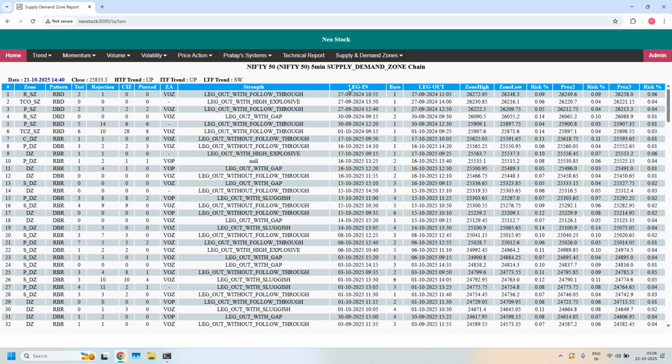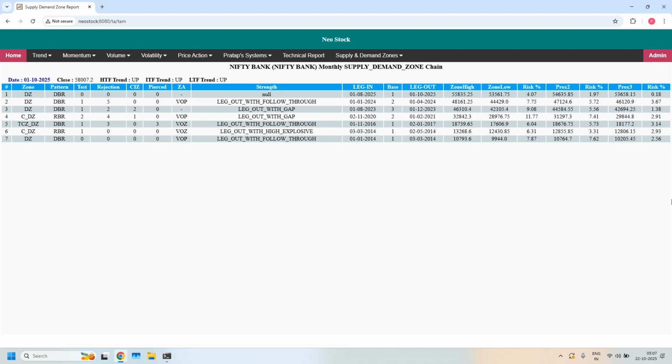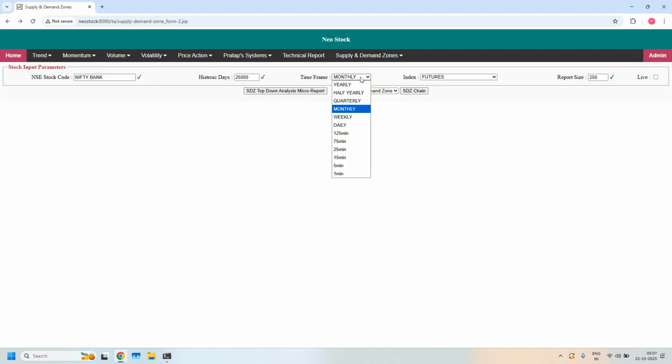Next, I will generate BANKNIFTY supply demand zone chain reports. Changing the name to NIFTY Bank, that is nothing but BANKNIFTY. Generating monthly supply demand zone chain for BANKNIFTY. Next, generating weekly supply demand zone chain for BANKNIFTY.